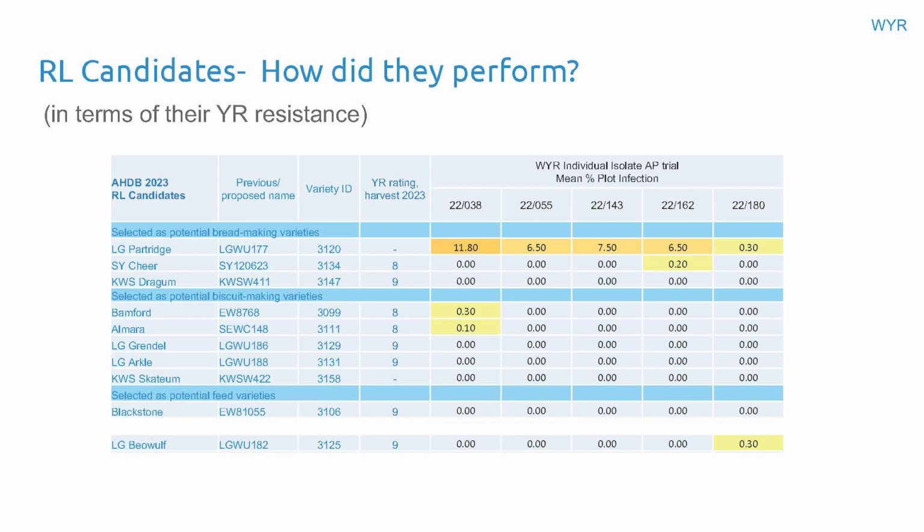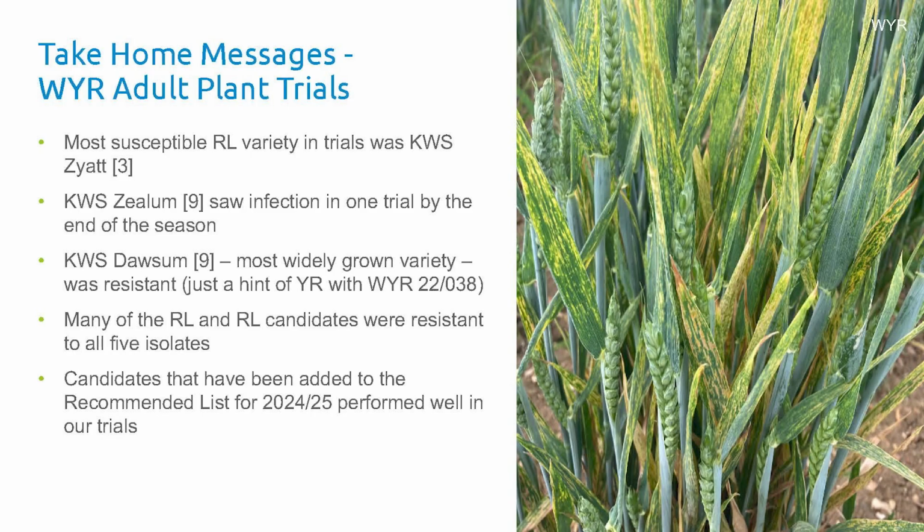So my take-home messages for the wheat yellow rust adult plant trials. So the most susceptible RL variety in trials was KWS Sealum with a rating of 9. It did see some infection in one trial by the end of the season. KWS Dorsum, another rated 9 variety, the most widely grown variety. That one was resistant. It did have a little hint of yellow rust with 22038, which you probably couldn't quite see on that slide, but basically it did perform very, very well.